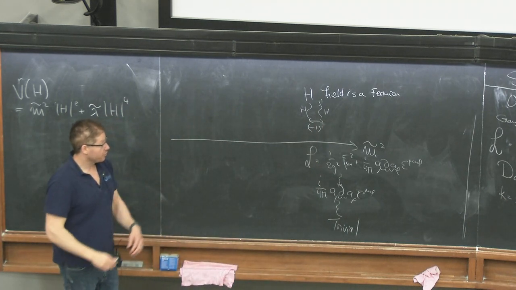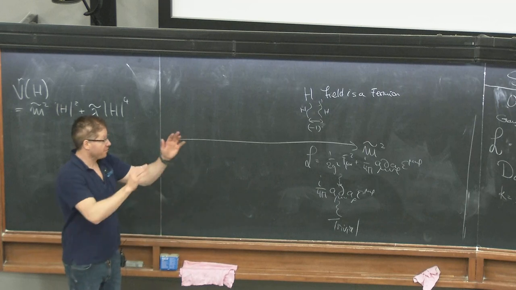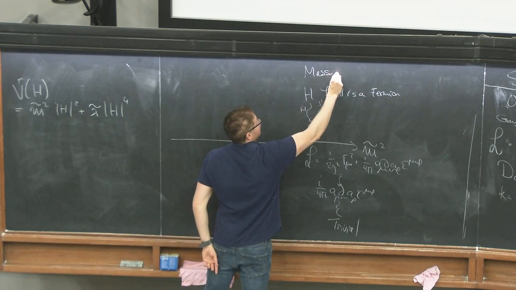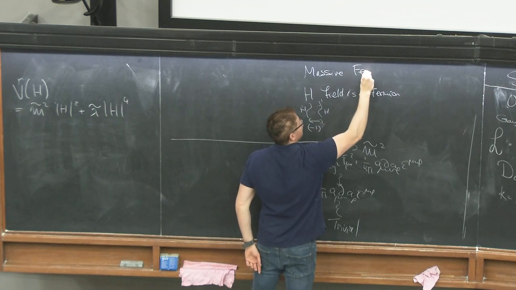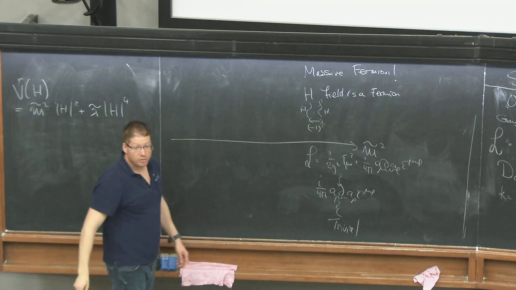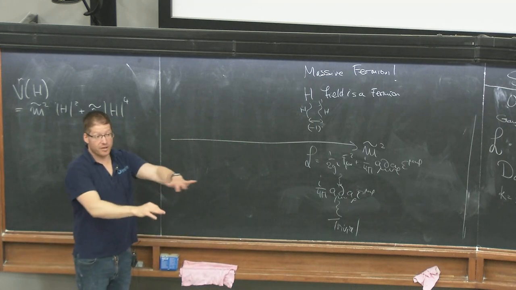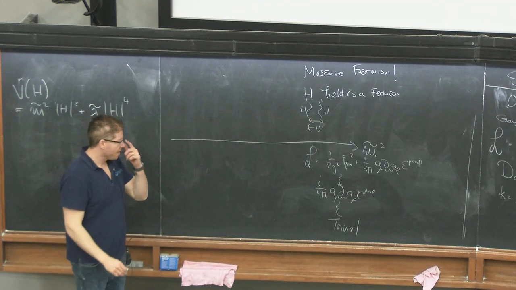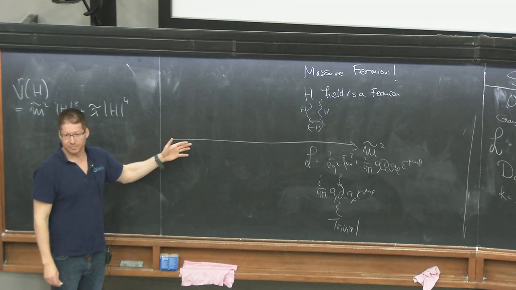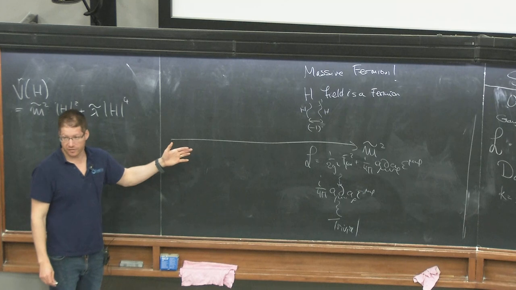So even though there is nothing at long distances, it's worth remembering that there is a massive fermion. So this model, in this phase, we really see just a massive fermion. There is nothing at long distances, but it seems like this model has a massive fermion somewhere in the spectrum. Now let's discuss the other limit. The other limit is also very rich in physics.